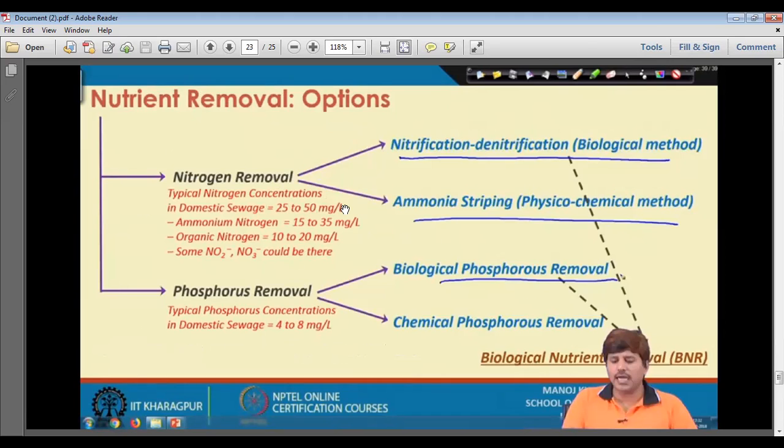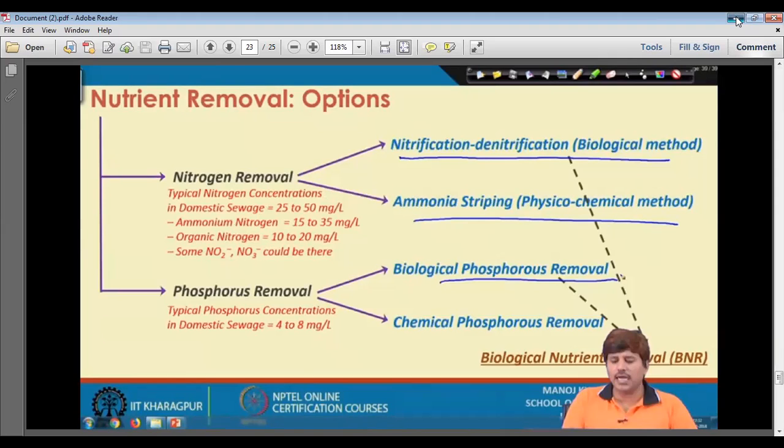Nitrogen, I told few more things yesterday: assimilation, nitrification and denitrification. Many steps were there. Yesterday I covered that. I will send you that PDF. And one more way of removing nitrogen is this ammonia stripping, means passing this ammonia gas. Okay, so this is called ammonia stripping. I will take you there.